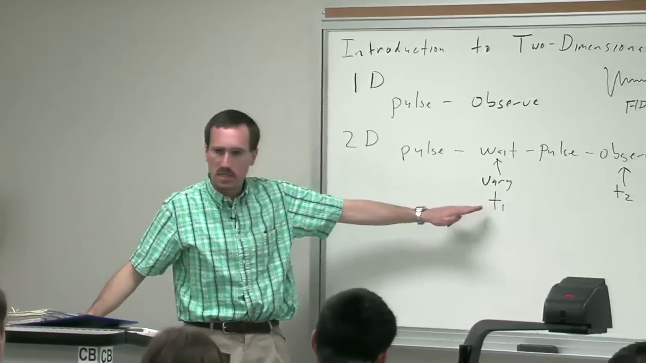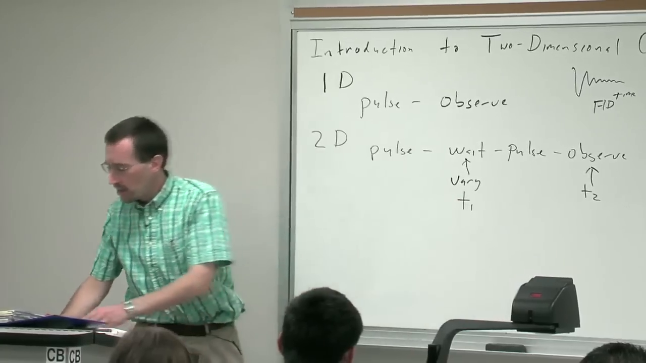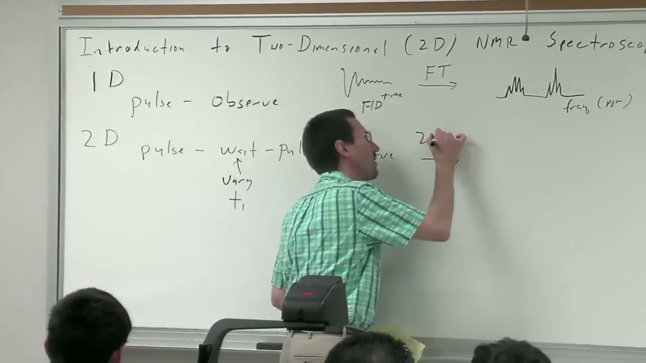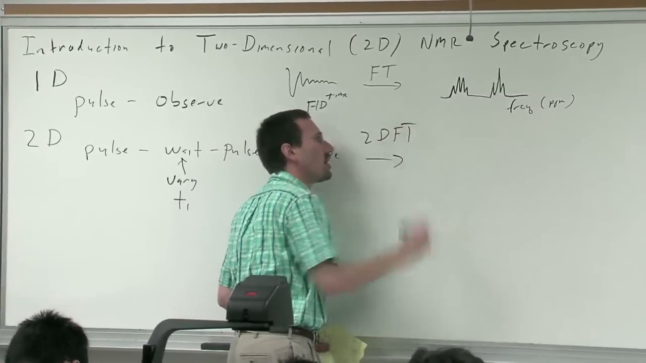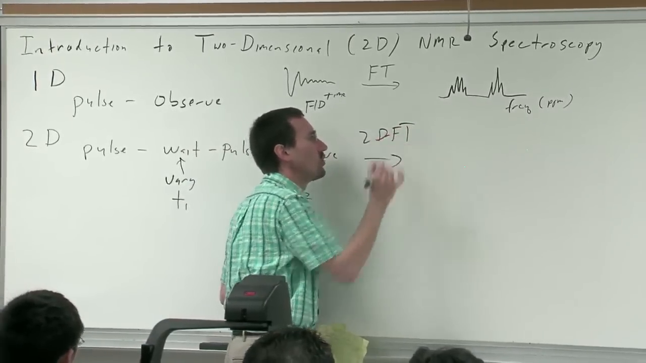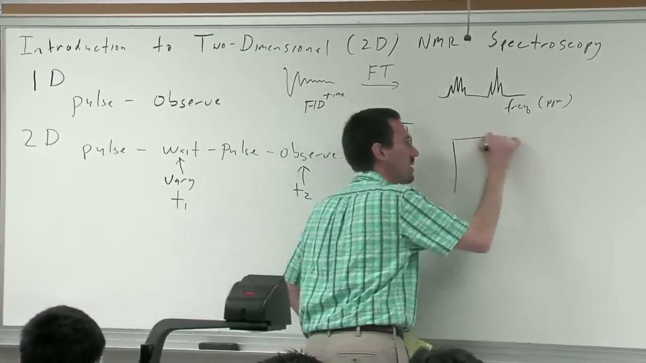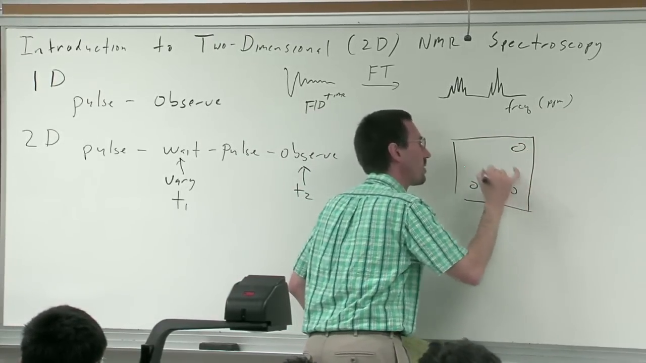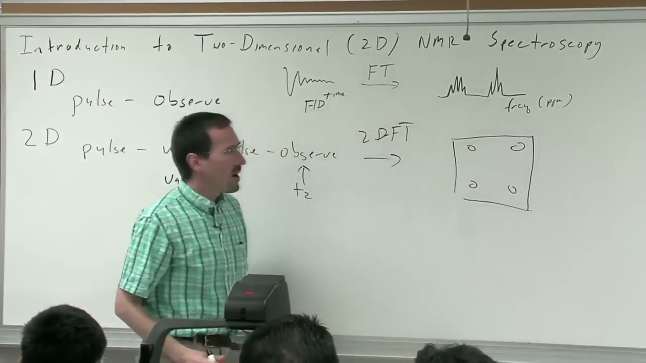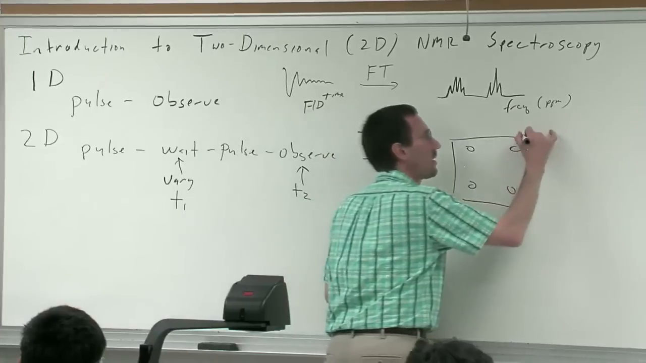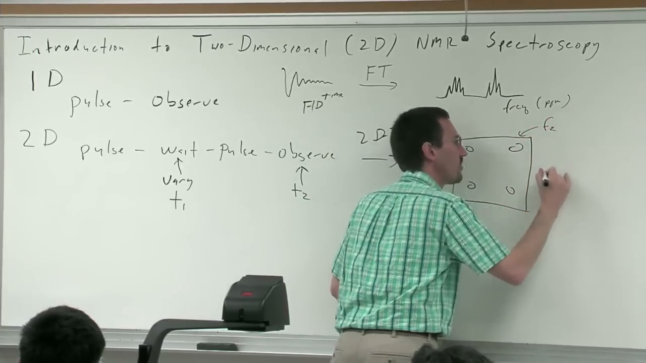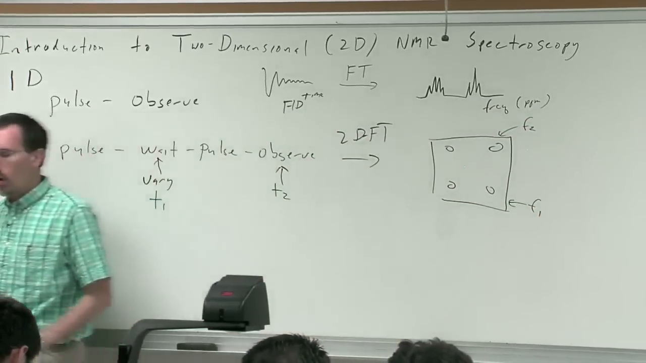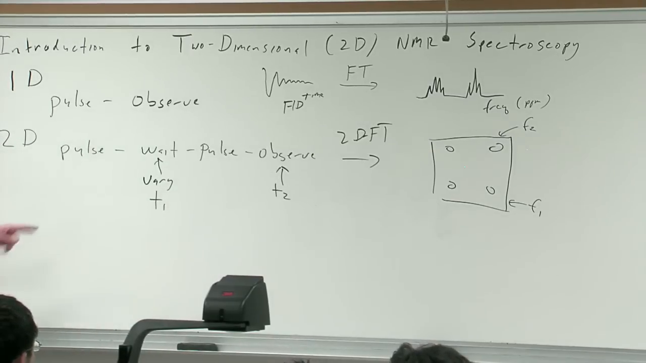These are lowercase t's, and they, in turn, transform when you do a 2D FT to two frequency domains. And so you get a spectrum that might look like this, where you have one domain here, called your F2 domain, and then another domain here, called your F1 domain. Now, what does this mean?